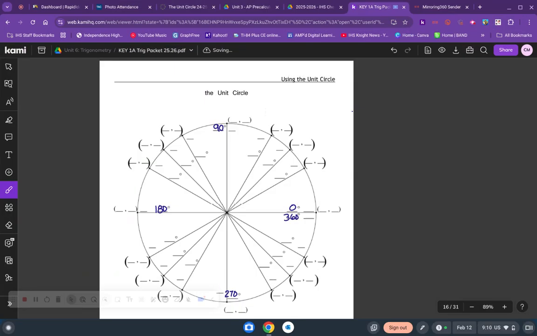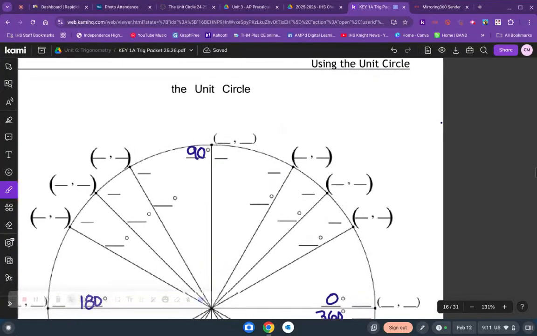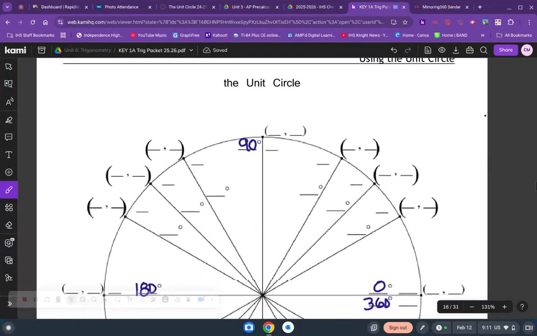Okay, so I did all of those in one particular color, and now I'm going to switch colors because I know that the X and Y axis cut my circle into 4 quadrants, 4 sections. Now we're going to go into each quadrant and cut it in half. So this 90 degrees here in quadrant 1, if I were to cut it in half, that means this is 45 degrees.